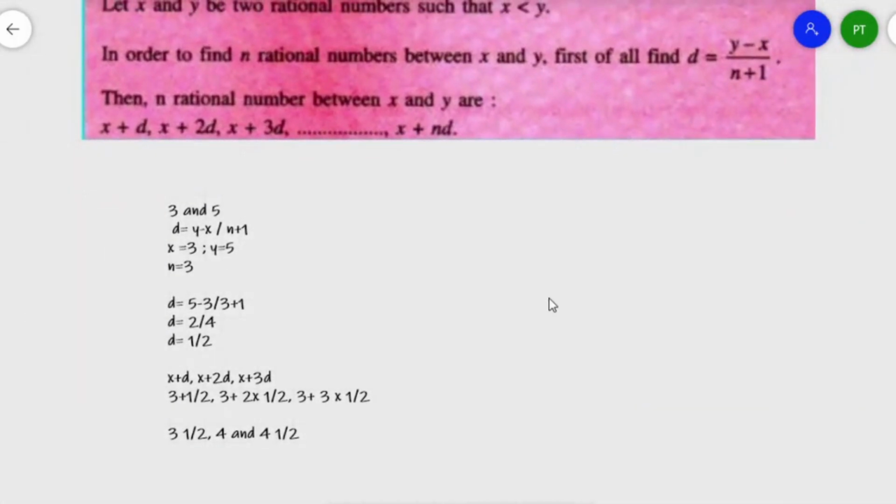So always keep in mind that you can do any of these two methods. There is even a method called LCM. That's pretty easy, and you might have learned it earlier. So you can use any of these 3 methods to find two rational numbers or 3 rational numbers between the given rational numbers. So I hope that's clear to you.